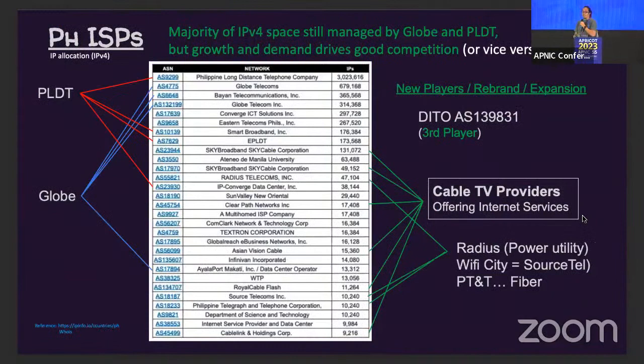Now, a view of the ISP play, based on IPv4 space. It's predominantly managed by two big players, PLDT and Globe, and they manage a lot of smaller players, which are subsets of their infrastructure. But on the right side, there are new players coming in. Radius is one of them, a power utility company that probably realized they have this whole fiber backbone across the Philippines and why not maximize it. WiFi City has also started doing fiber, as well as PTNT. Dito is also the third player, serving mobile service.